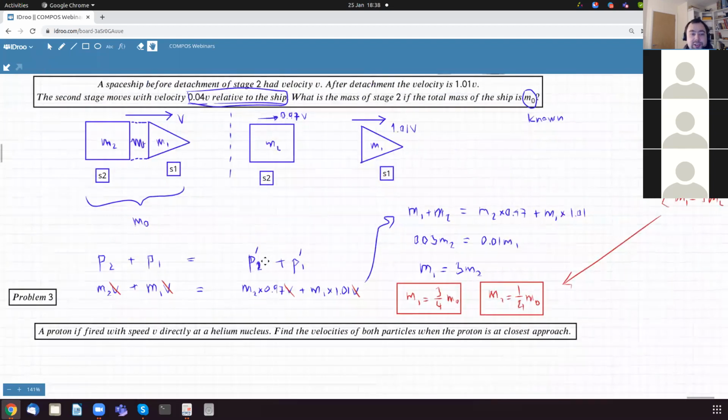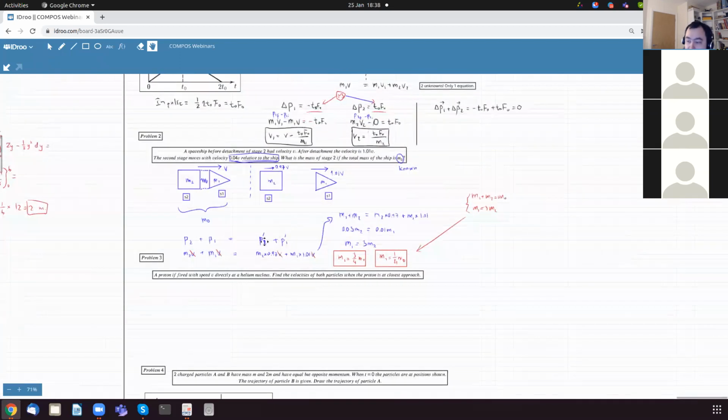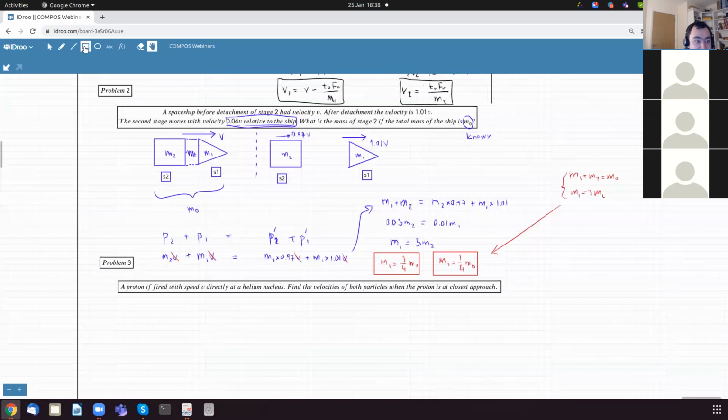Any questions? Any questions about this? So the conservation of momentum is here. This is the important bit. Conservation of momentum. Okay, sure. Good.